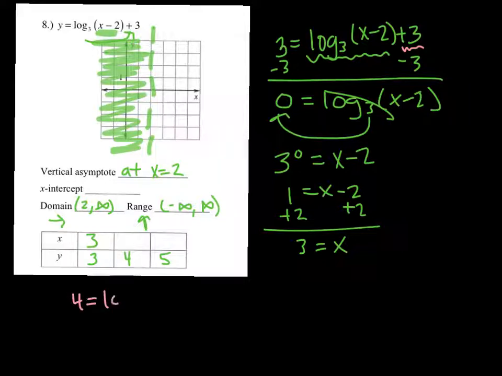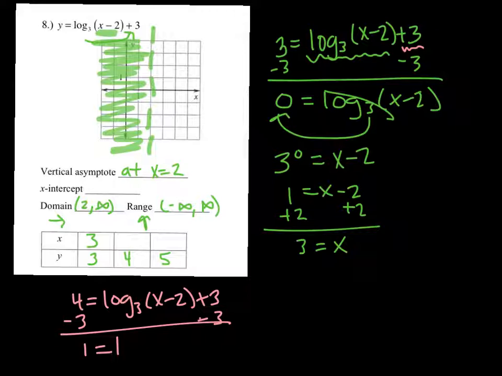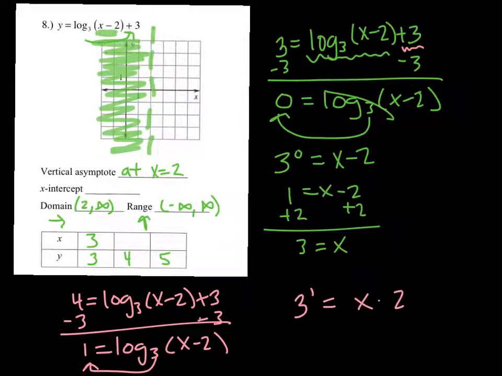So 4 equals log base 3 of x minus 2 plus 3. Again, when you subtract that 3, that gives you 1. So when you undo that log, it becomes 3 to the first power. So it keeps your numbers small. Equals x minus 2 because your log is now gone. Add the 2 over. So 3 plus 2 is 5.